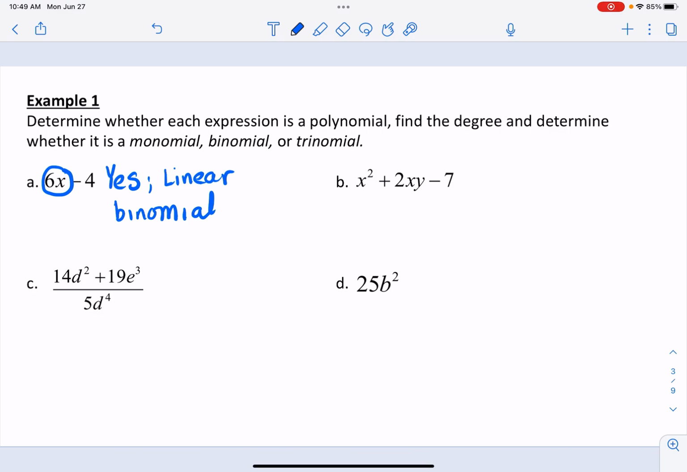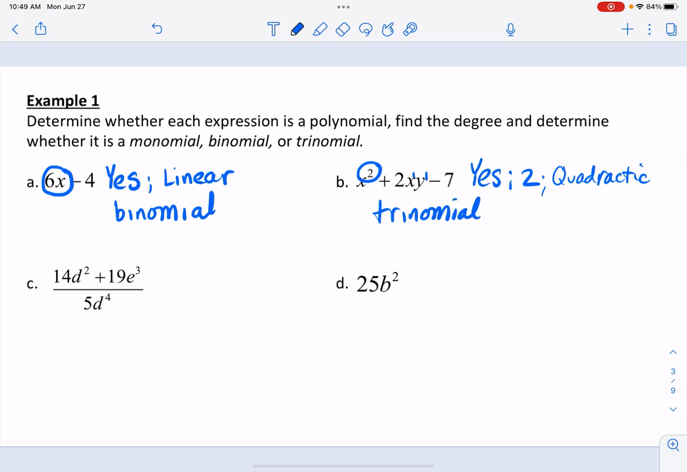Now here, determine whether each expression is a polynomial. It is. This B is a polynomial, so yes. My highest degree is 2. Technically, I have a degree of 1 there and a degree of 1 there, so that's also a degree of 2. So my degree is 2, which makes it a kind of quadratic. I think if we graphed this, it wouldn't actually look quadratic. And since I have 3 terms, it is a trinomial.